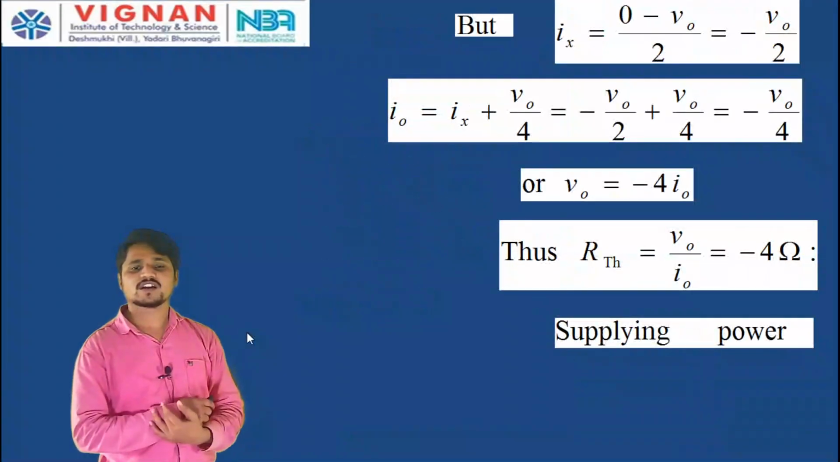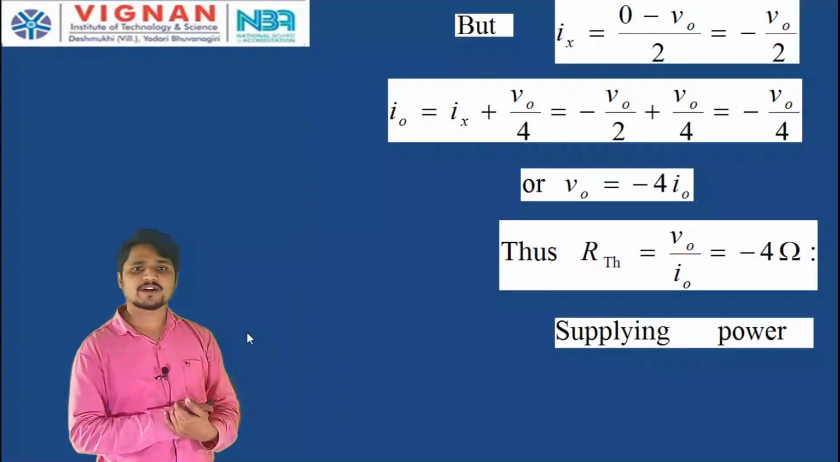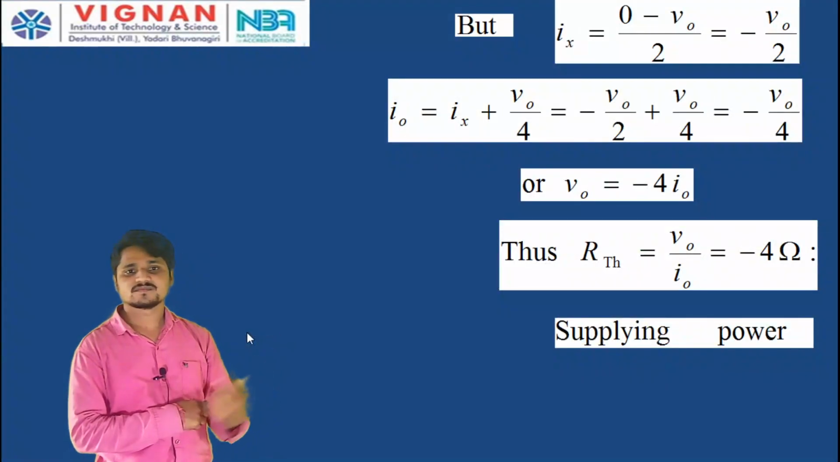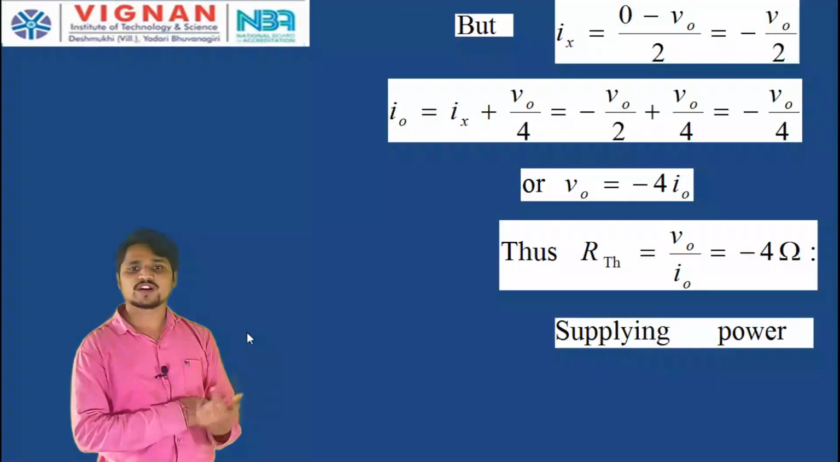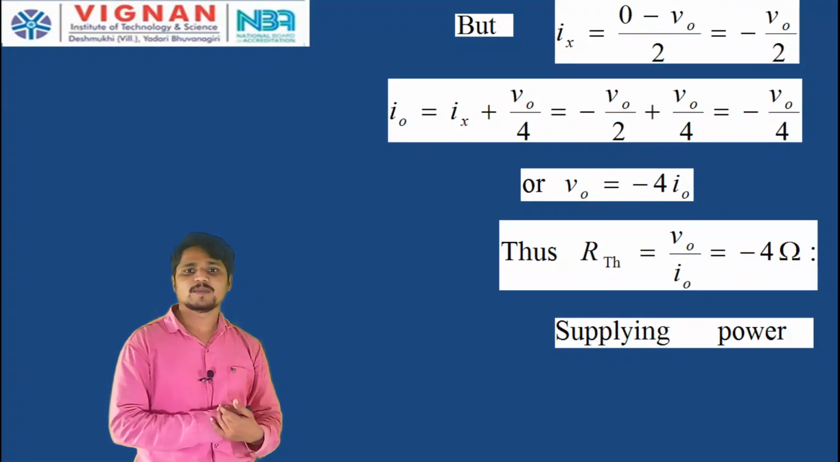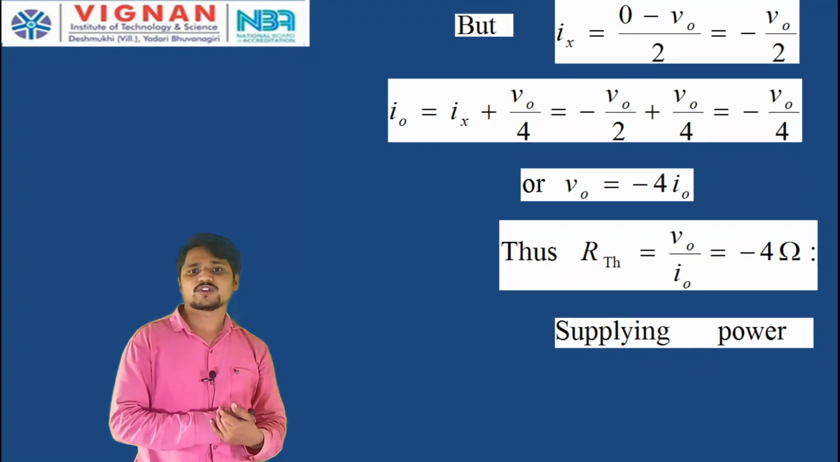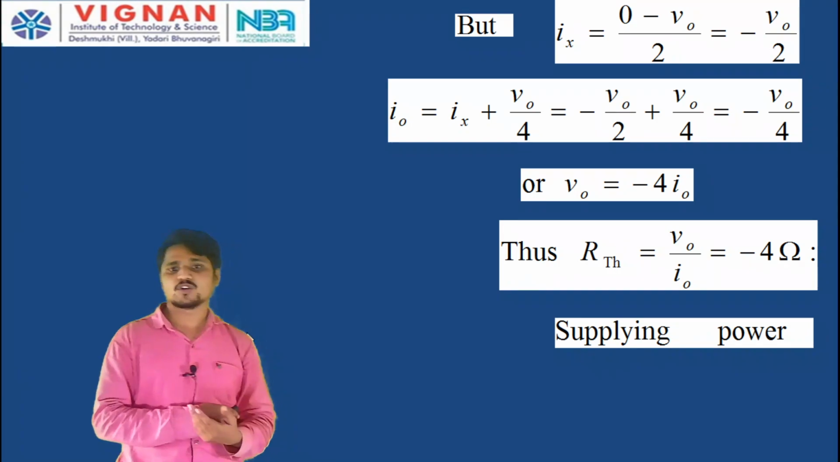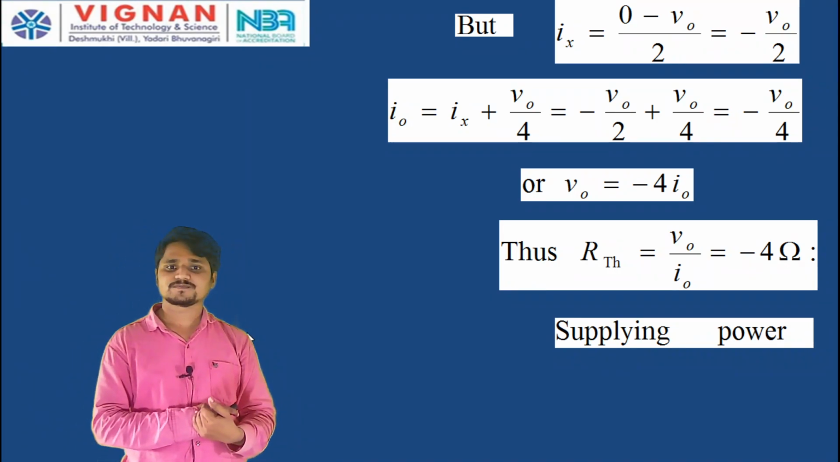So, you will get I naught equal to Ix plus V naught by 4, because 2 Ix minus Ix is Ix, plus V naught by 4. That is equal to Ix, which we have got as minus V naught by 2, substituted, plus V naught by 4. Then you take the LCM, you will get 4: minus 2 V naught plus V naught, so that is minus V naught by 4. Or V naught is equal to minus 4 into I naught.